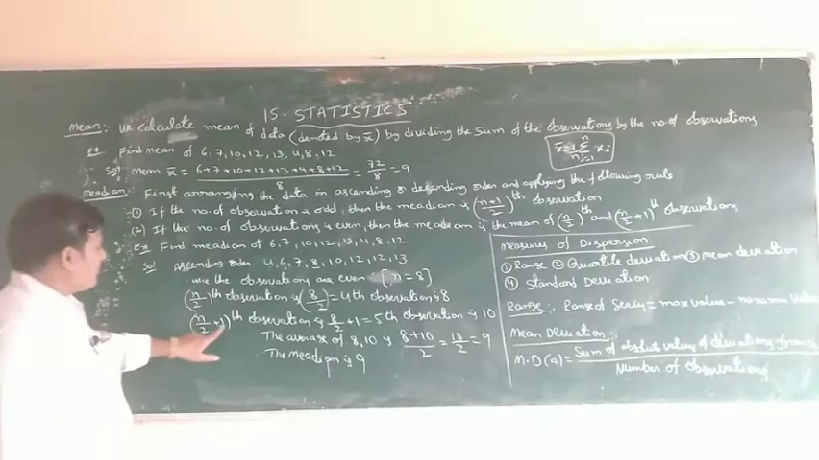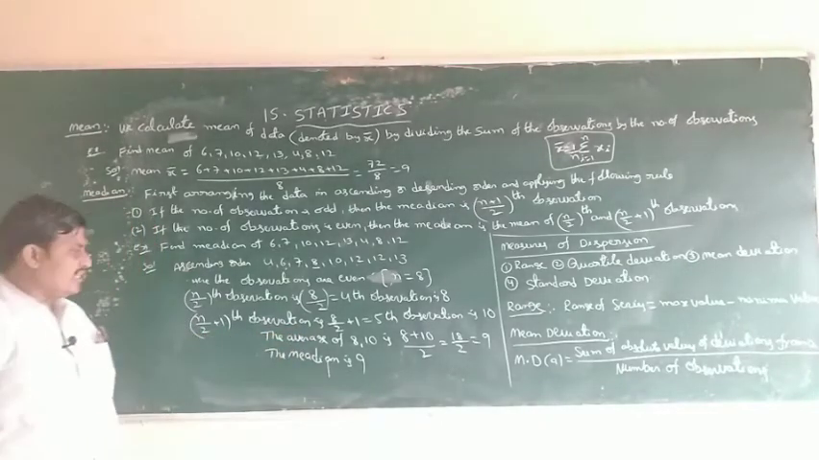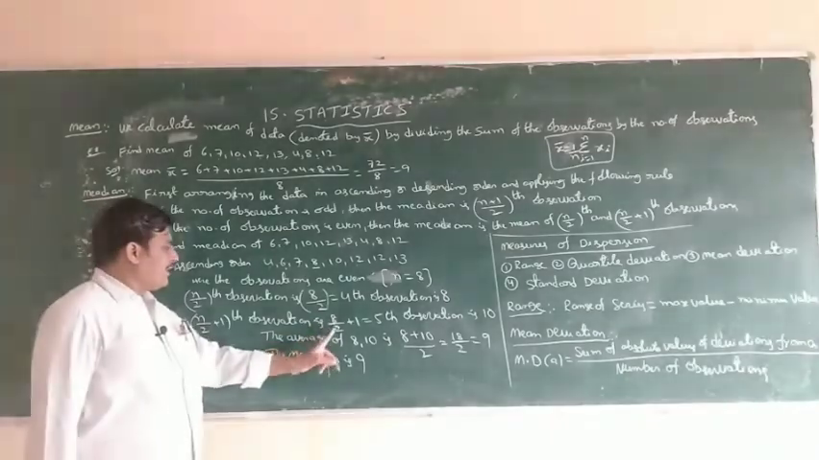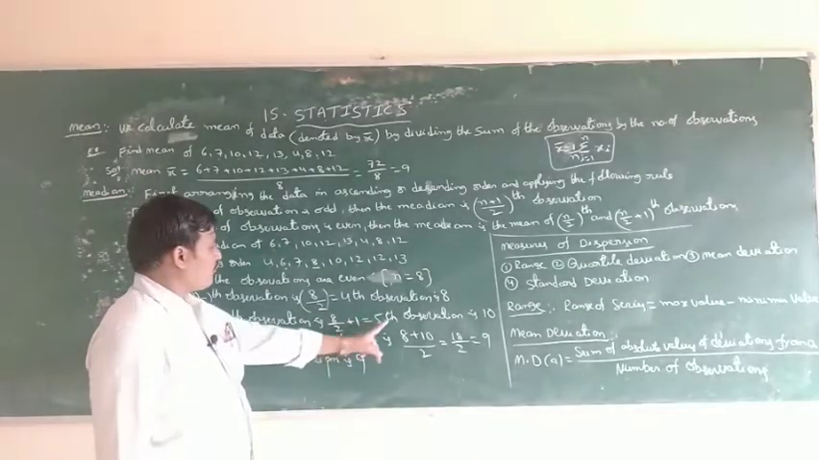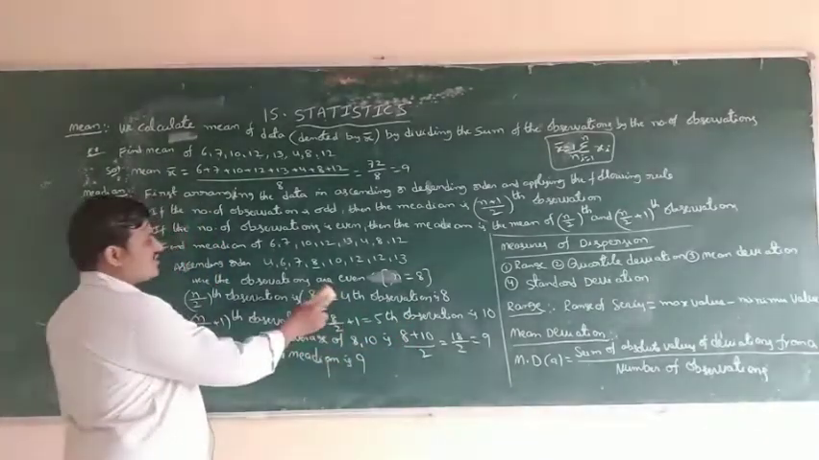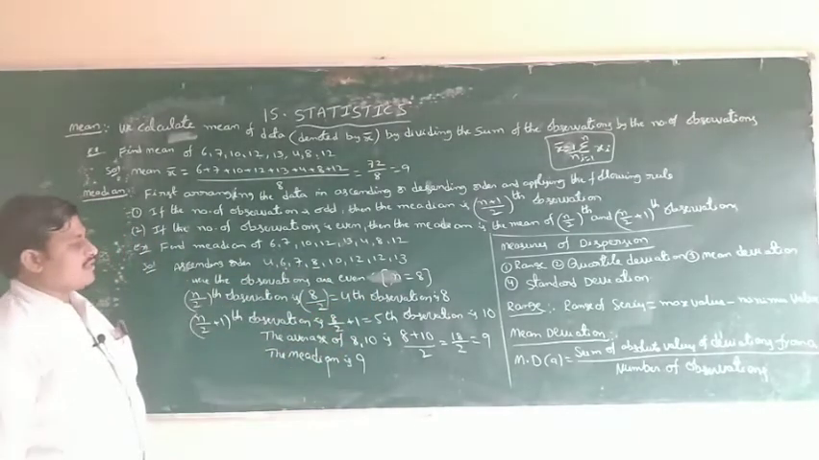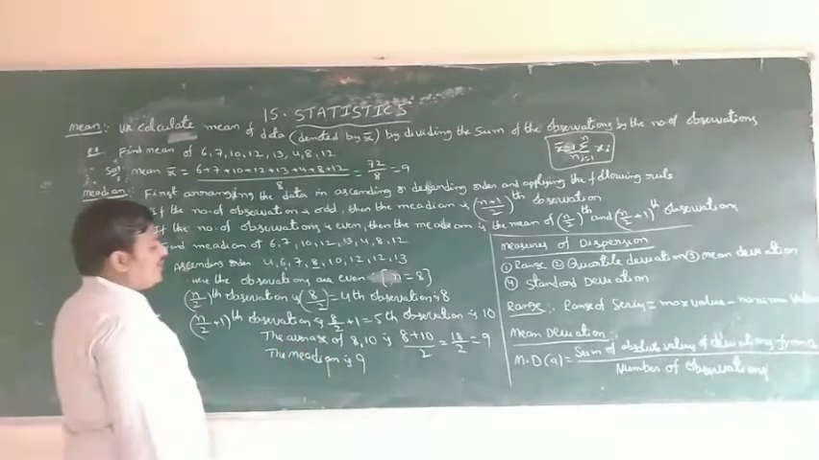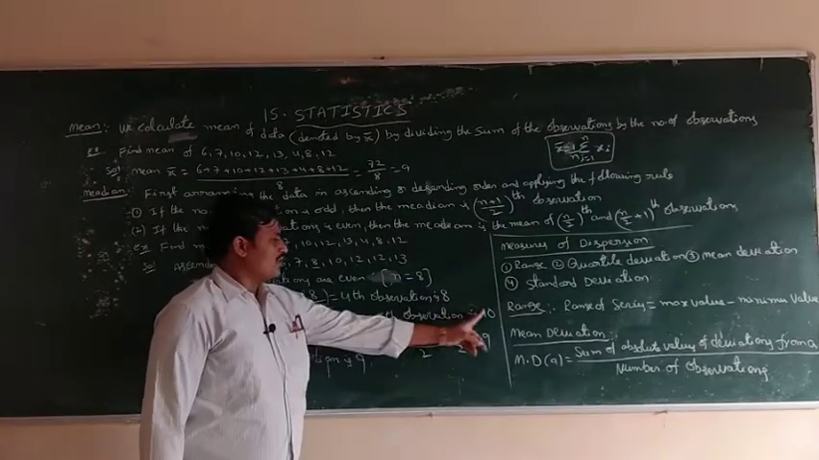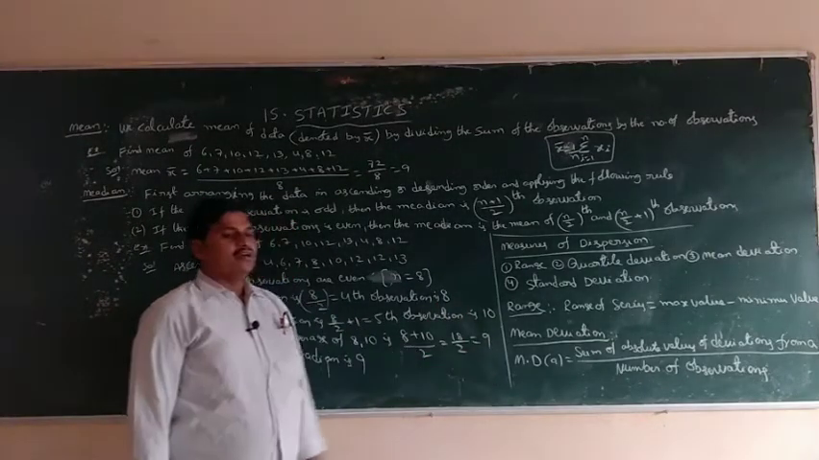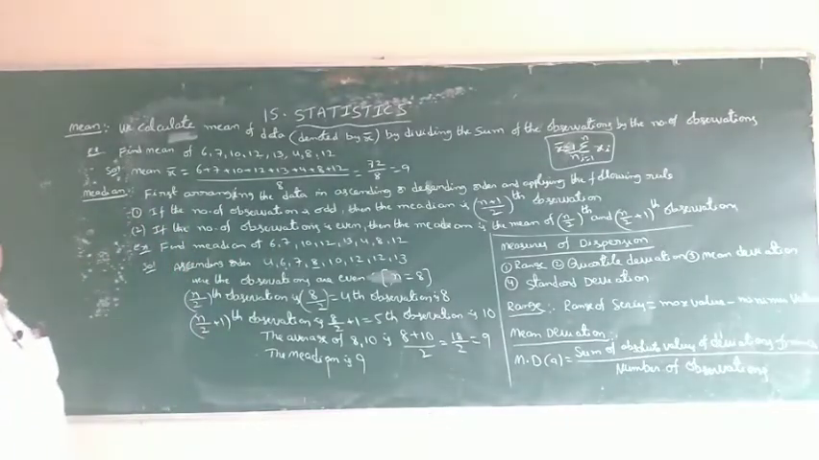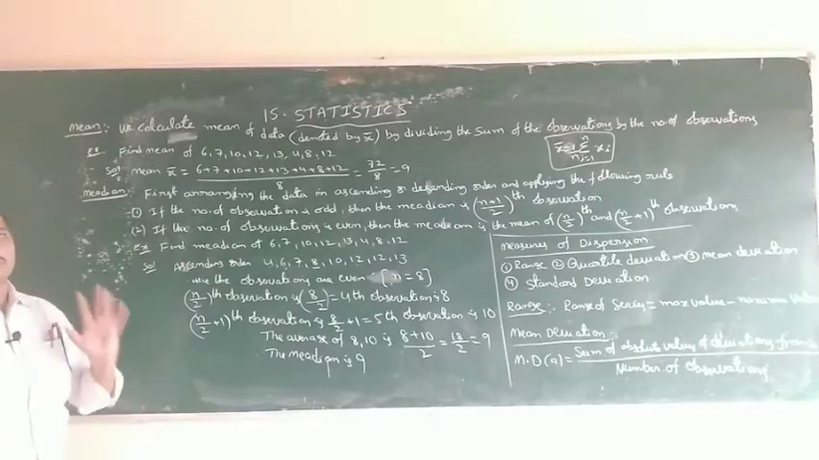Next, the n by 2 plus 1th observation. n by 2, 8 by 2 plus 1 equals 4 plus 1, the 5th observation. The 5th observation is 10. So the average, or mean, of the 2 observations is 9, and that is the median. This is the mean and median procedure with one example problem.